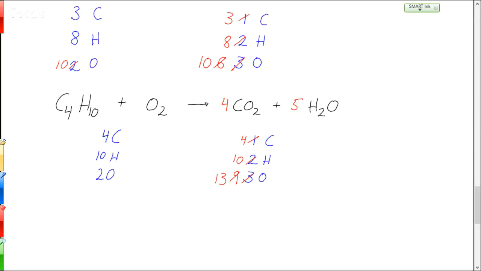So is this where you get stuck? Yeah, because you've got 13 oxygen on the right. Everything else is balanced, but there's 13 oxygen on the right. And you can only change the left in multiples of 2. So you can put a 6 there and get 12. You can put a 7 there and get 14. But you can't put a 6.5 there and get 13. So what do you do?